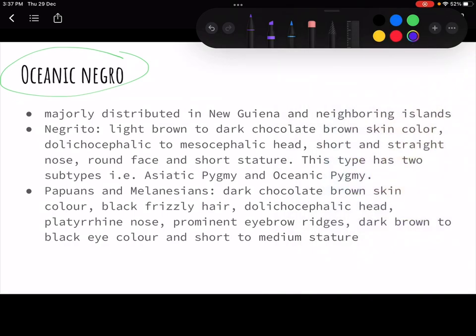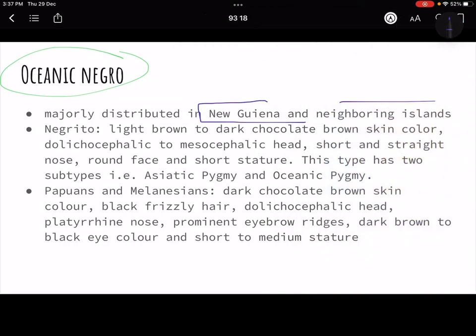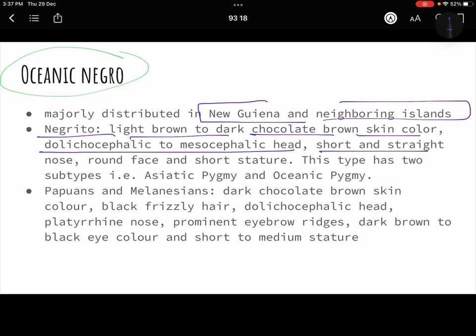Okay, so they are distributed in New Guinea and neighboring islands. Okay, in this, first comes the Negrito. They have light brown to dark chocolate brown skin color, dolichocephalic to mesocephalic head. Then short and straight nose.